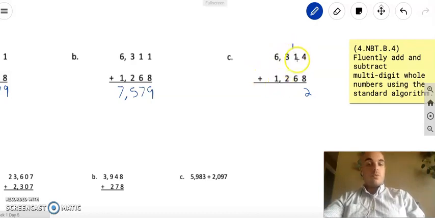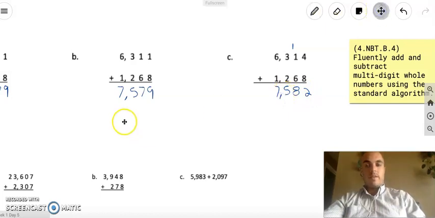1 plus 1 is 2. And then I can add that to this 6, making it 8. 3 plus 2 is 5. 6 plus 1 is 7. Same trick, 1, 2, 3, comma. All right, let's move down the list here.